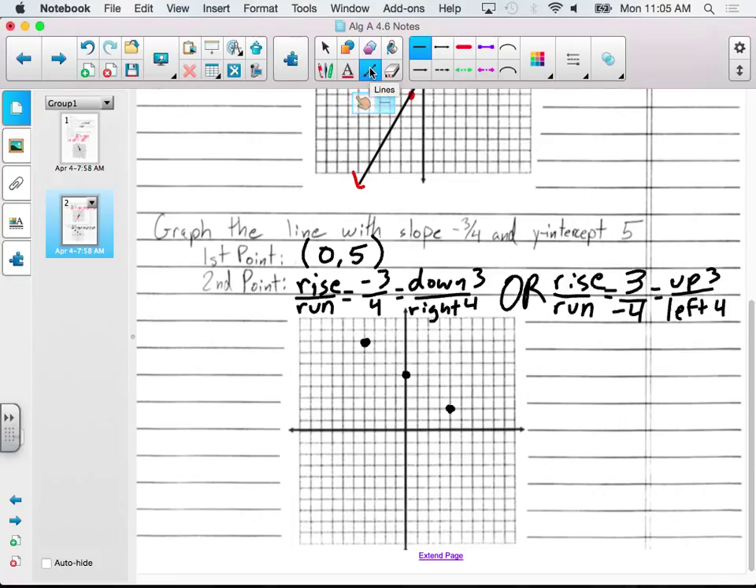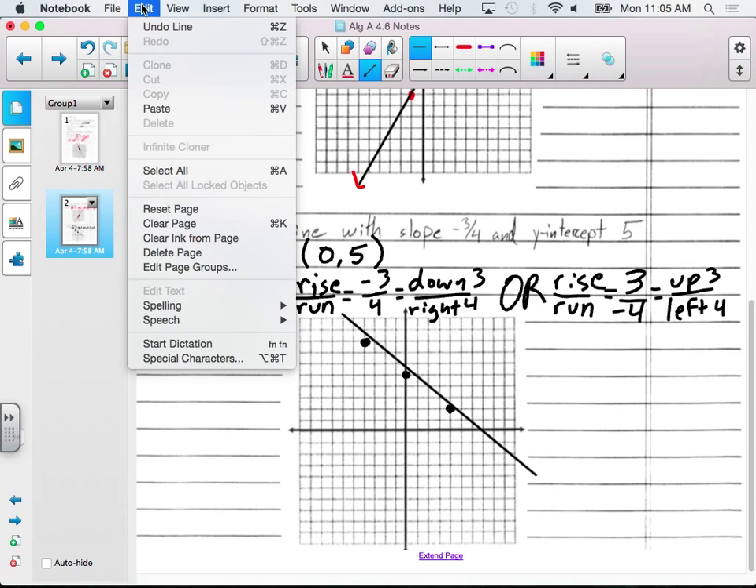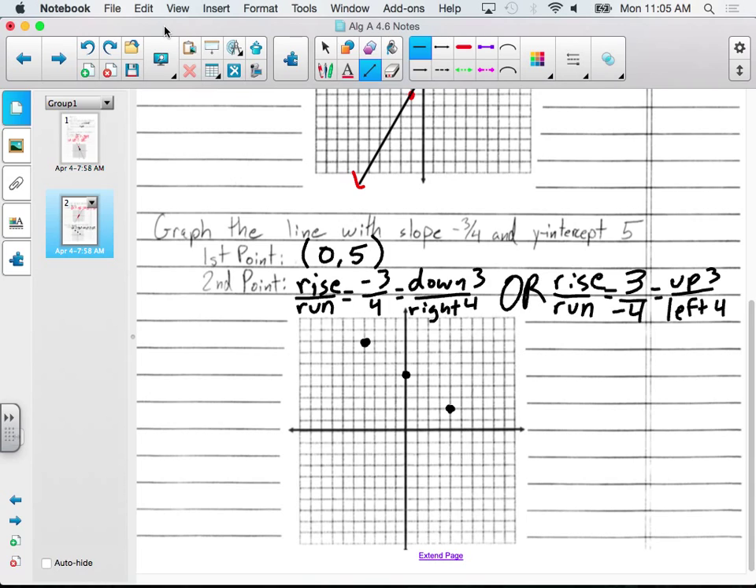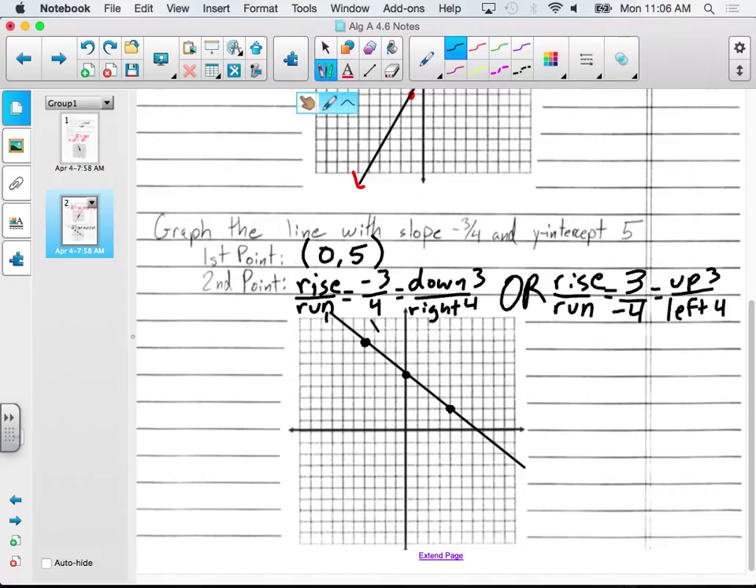After we get all 3 of our points plotted, we draw a line through them. So you extend it all the way through your graph.